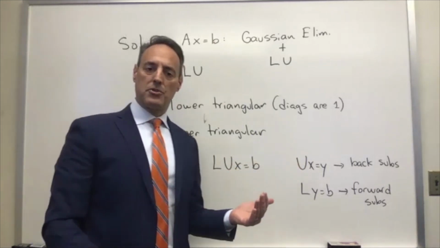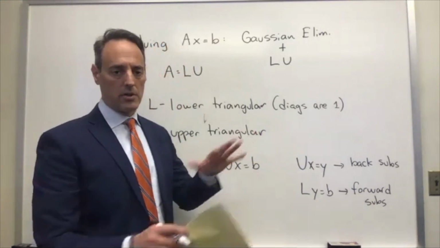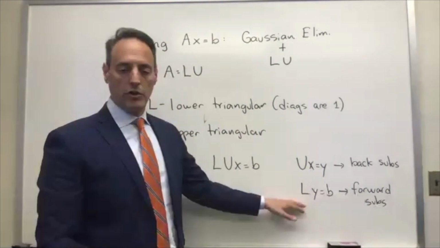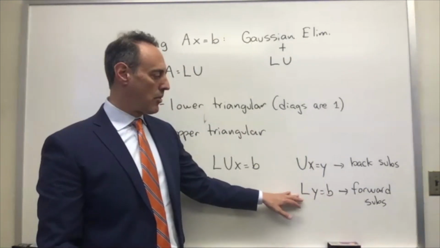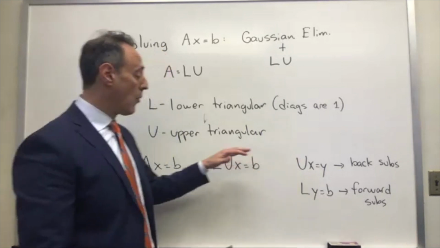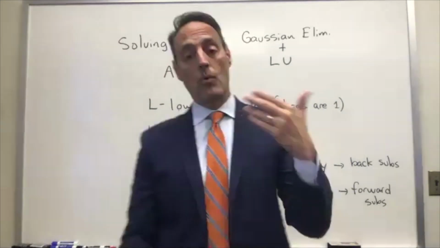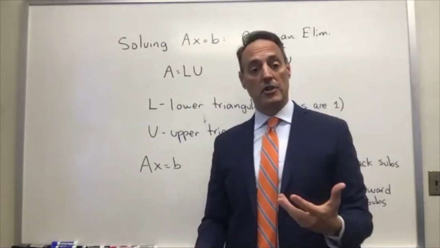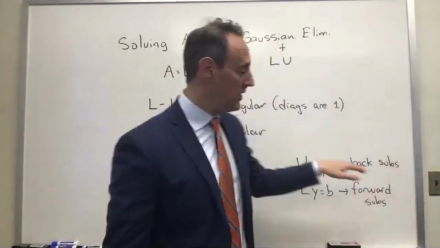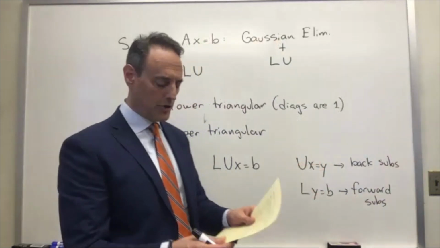What's the cost of substitution? We'll look at this when we get to the triangularization, but this basically scales like order n squared, each one of these. So there are two operations of order n squared, whereas Gaussian elimination is typically an order n cubed operation. So if n is large, this is typically significantly faster. That's why we like it.